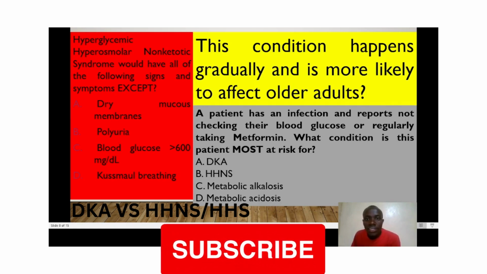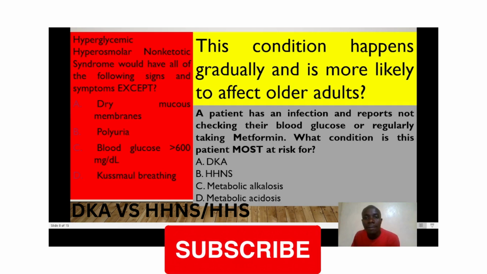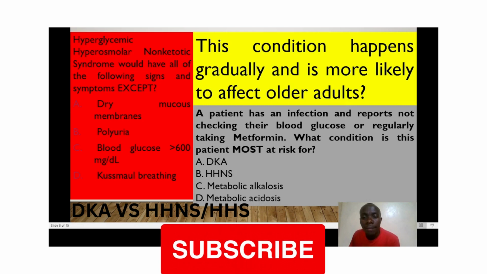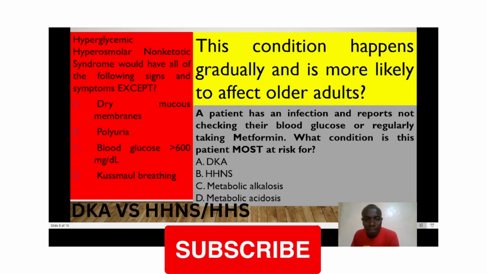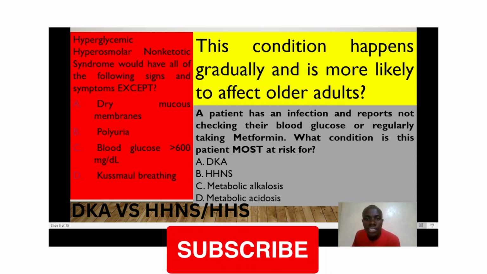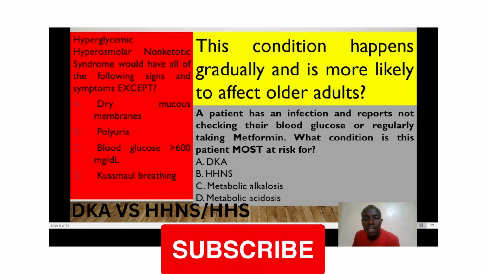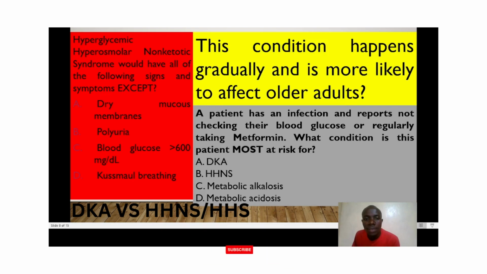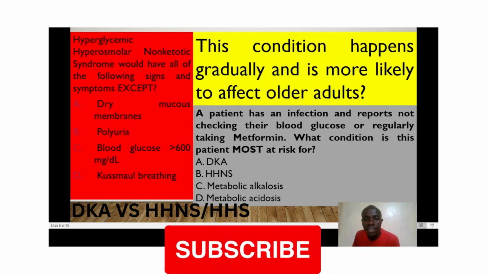These conditions happen gradually and mostly affect older adults. How many times, guys, have you said that HHNS develops gradually and mainly affects older adults? Guys, keep that in mind. A patient has infection and reports not checking their blood glucose level or regularly taking metformin. What condition is this patient most at risk for?